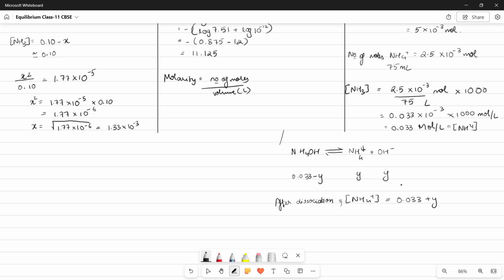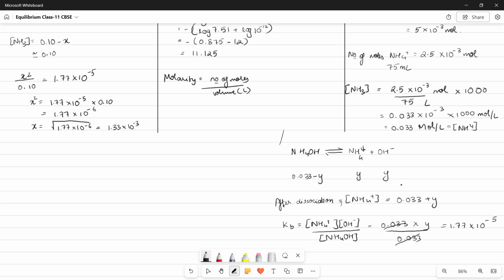Now in this equation, Kb will be equal to the concentration of NH4 plus into the concentration of OH minus, divided by the concentration of NH4OH. We assume that the undissociated and this are both equal because the value of Y is significantly less. So we have 0.033 into Y, because that's the concentration of OH minus, divided by 0.033. This gets cancelled, so you're left with Y, and Y is equal to 1.77 into 10 to the power minus 5. This is equal to the concentration of OH minus.